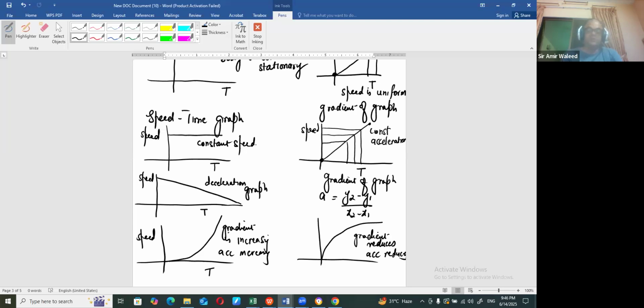Like I already told you, if you find the gradient for the speed time graph, you will find acceleration, and from the distance time graph, if you find the gradient, you can easily find the speed. But even if you find the area under the curve for the speed time graph, you can find the distance covered as well. And these are the calculations which we will do in the next class.